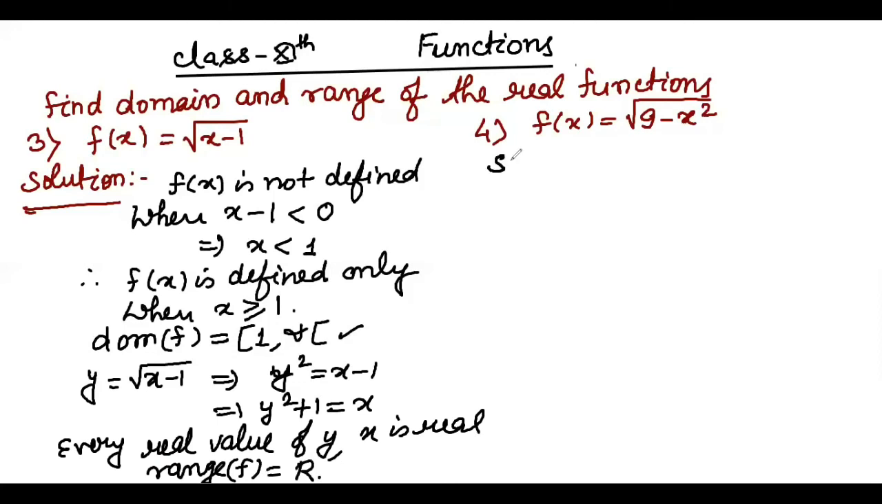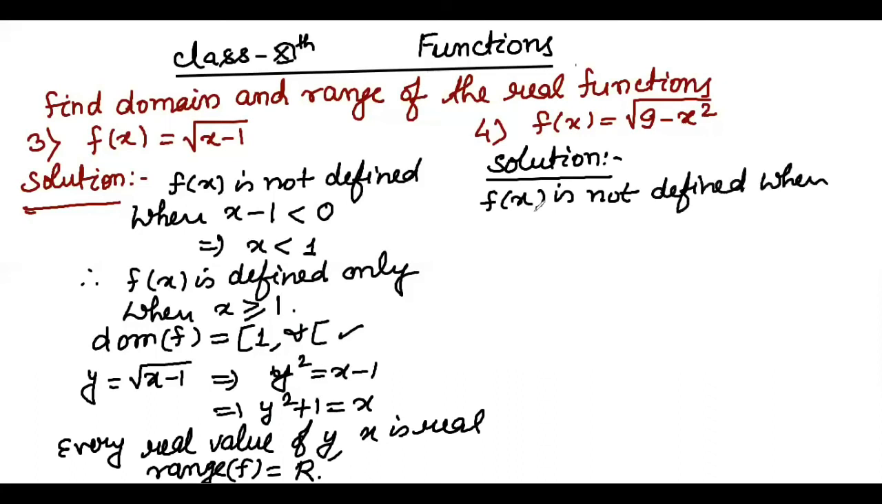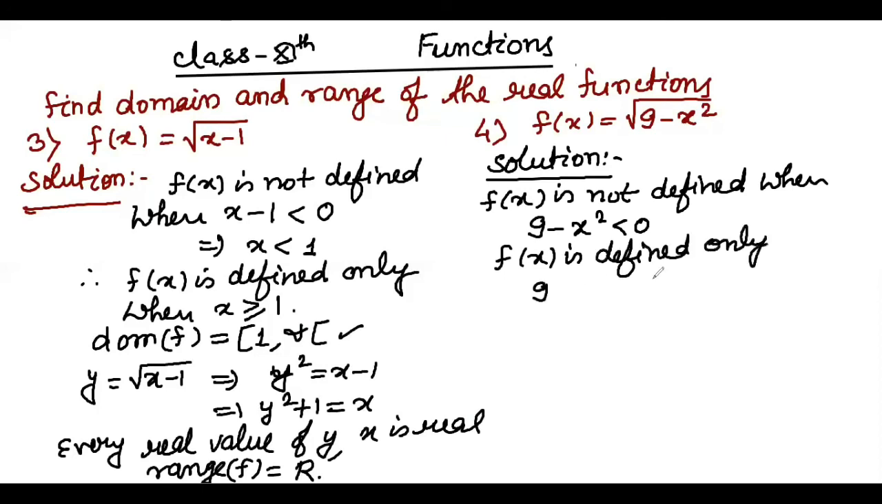Now question number 4. f(x) is root over 9 minus x square. So we'll find our domain first. It is clear that f(x) is not defined when 9 minus x square is less than 0. So f(x) is defined only when 9 minus x square is greater than or equal to 0.